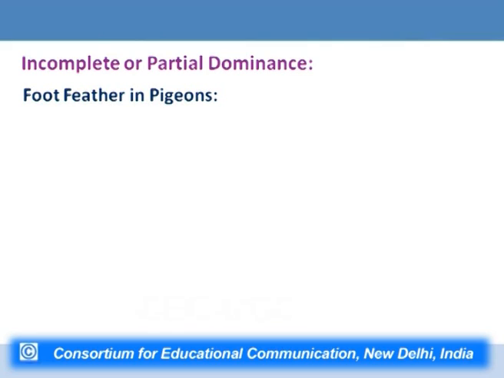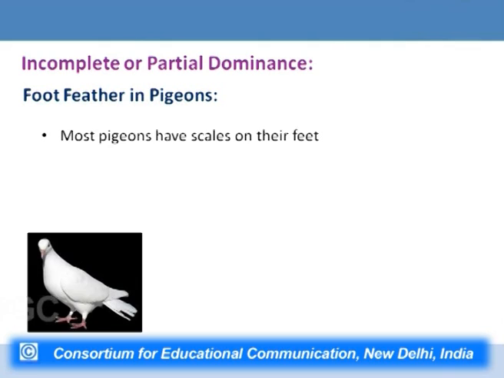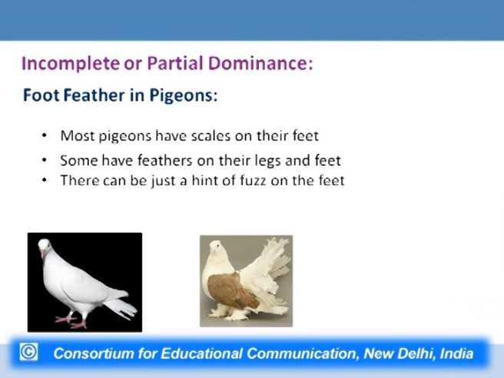Another example of incomplete or partial dominance can be seen in foot feather in pigeons. Now, most pigeons have scales on their feet. They do not have any feather because the ancestors also had scales. However, there are some pigeons who have feathers on their legs and feet.